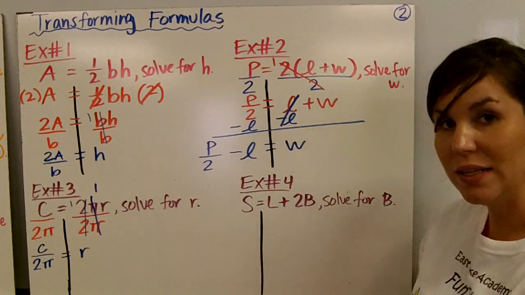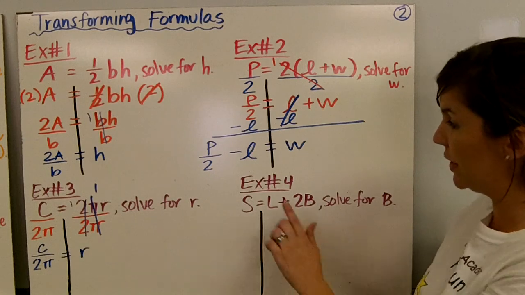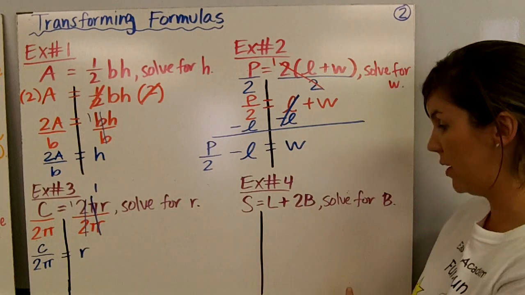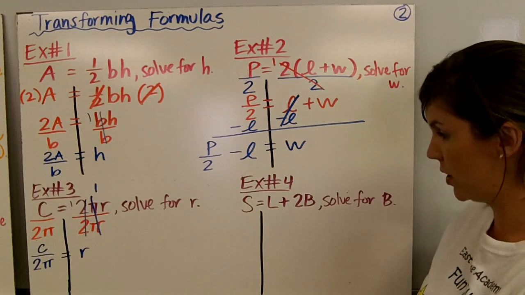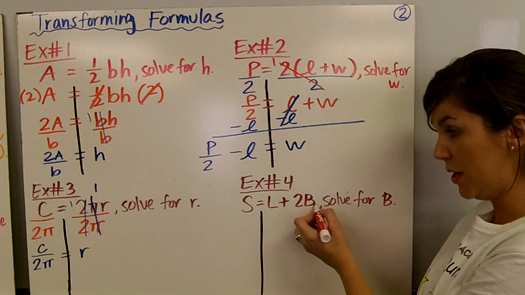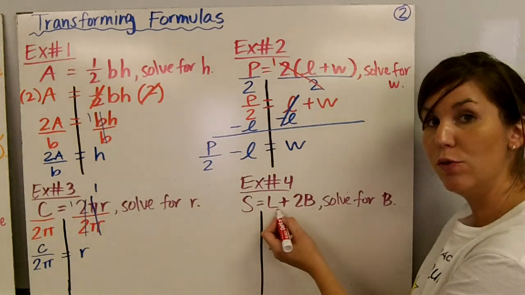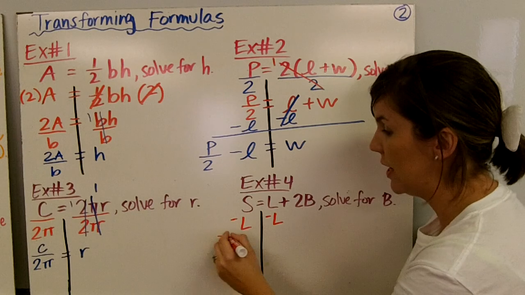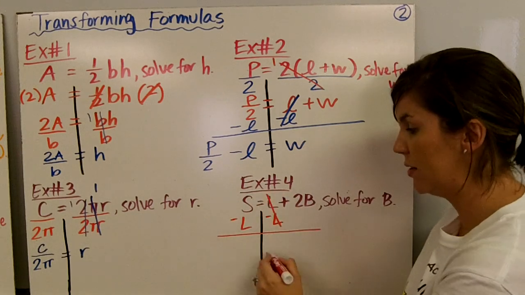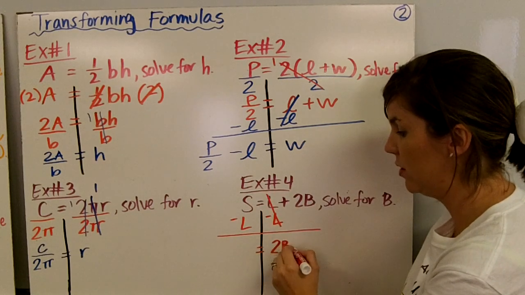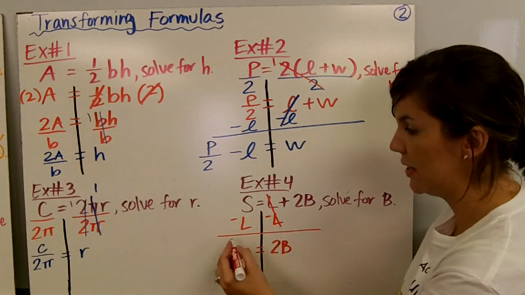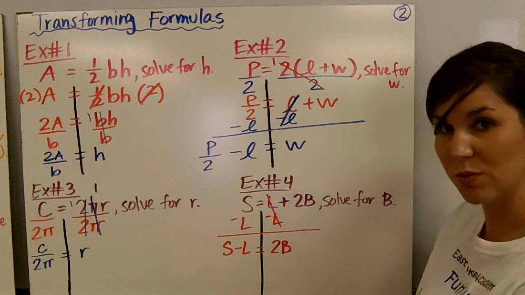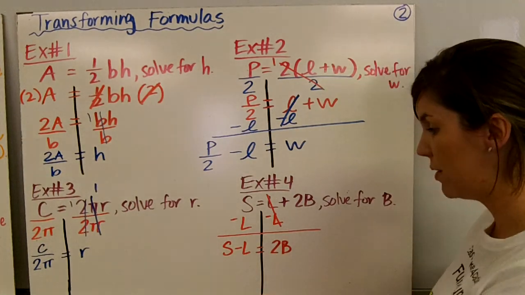Again, r is now all by itself, so we have solved for it. Example number 4. S is equal to L plus 2B. Solve for B. So, here's B. I need to get rid of this L first. It's a positive L, so I'm going to subtract L from both sides. Those will cancel. I have 2B on the right. S minus L is just S minus L. Remember, they're not like terms. One's an S and one's an L, so we can't put them together.